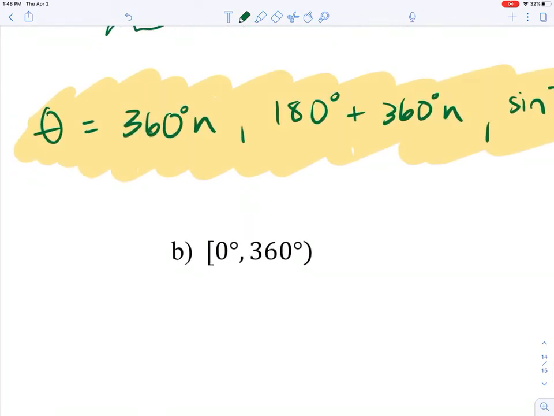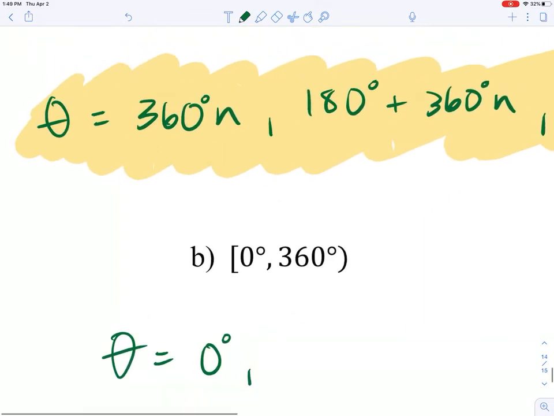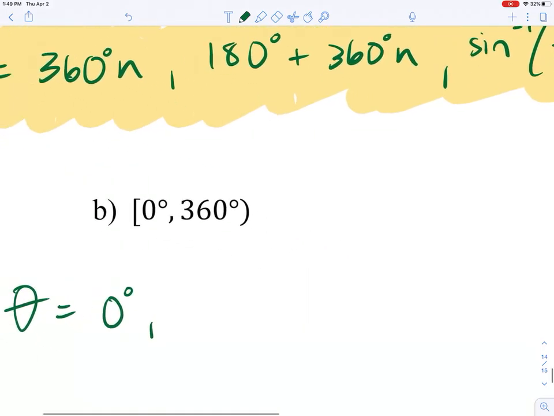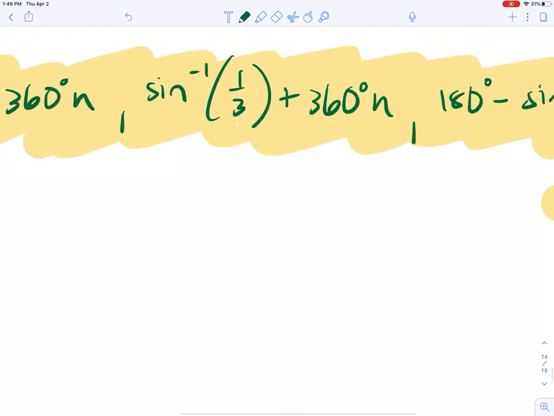And we can use that to come up with our solutions between 0 and 360. So 0 degrees. Okay. And then if n were equal to 1, that would be theta equals 360. That's not on the interval. If n is equal to 0, we would get 180 degrees. And then if n were equal to 1, that's outside the interval.